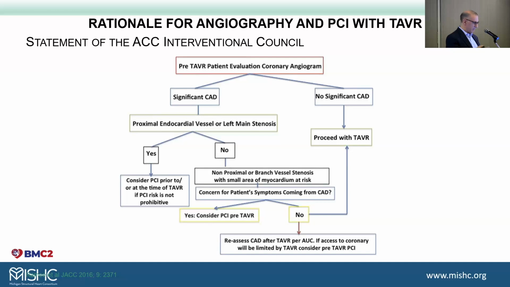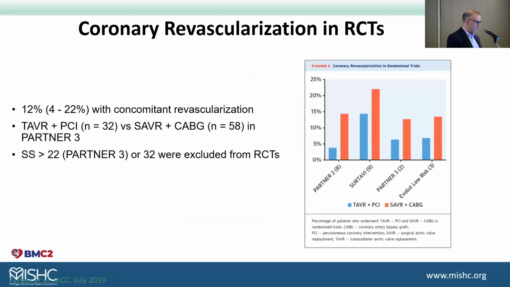And if there is no disease like we described, but concerns of patient symptoms coming from CAD, consider PCI; if no, reassess after TAVI per AUC, and if access to the coronaries will be limited by TAVI, consider a pre-TAVR PCI. If there's no CAD, obviously proceed to TAVI. And if you look at randomized clinical trials, PARTNER, PARTNER 3, Evolut Low Risk, 12%, so between 4 and 22% across these studies had concomitant revascularization.